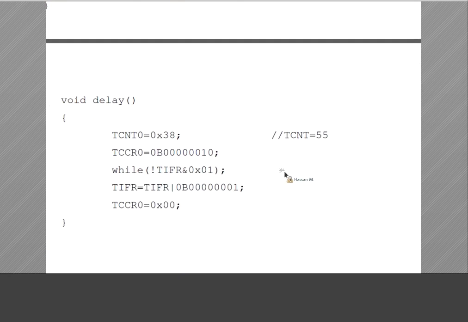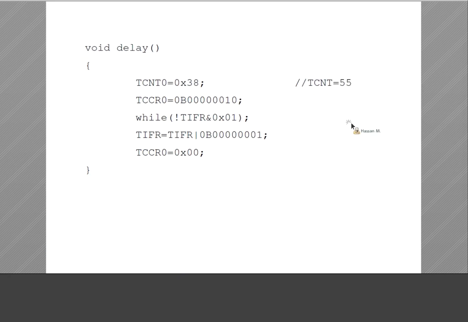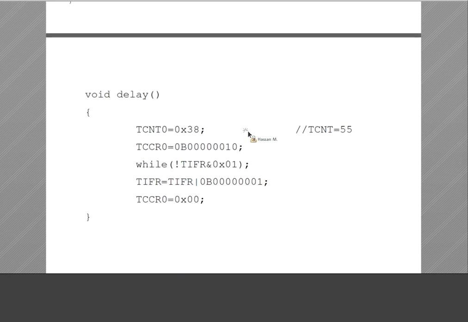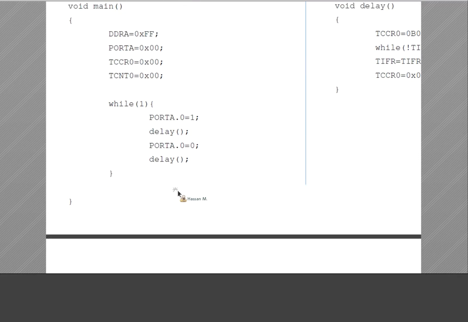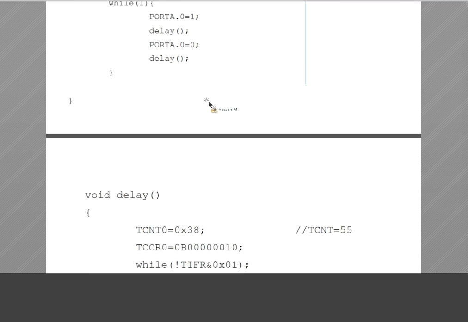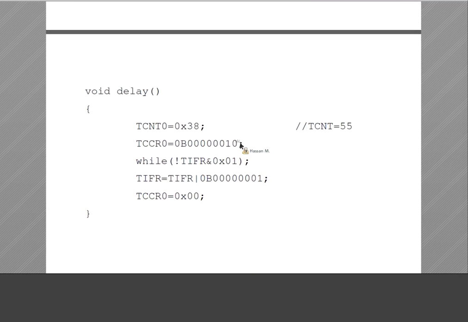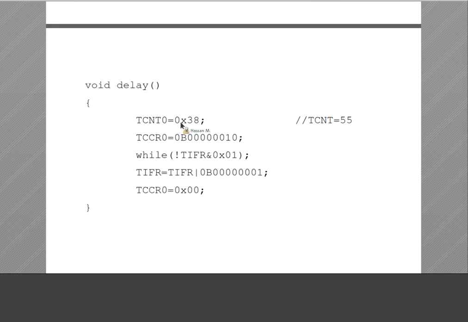Here the main code is as the last one, and only the delay is changed. Okay, delay function, void delay. T count is changed from 00 to 38. That means 38. I type it as 0011 1000, which means 3 and 8. Okay, this is 38 in binary.